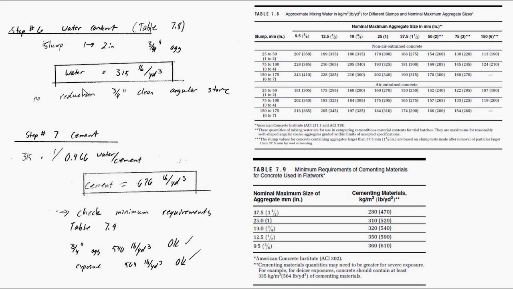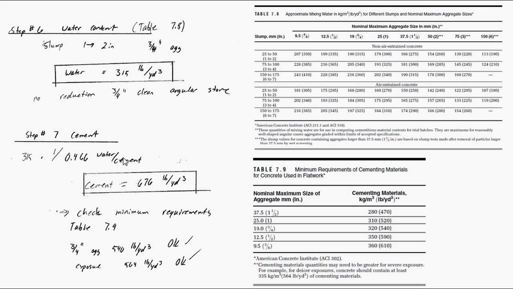Now that we have the coarse aggregate, we have the amount of water, and we have a water-cement ratio, we can use our water-cement ratio to determine how much cement we need. Our water-cement ratio is 0.466. We know we're using 315 pounds of water per cubic yard. If we divide 315 by the water-cement ratio, it tells us that we need 676 pounds per cubic yard of cement.